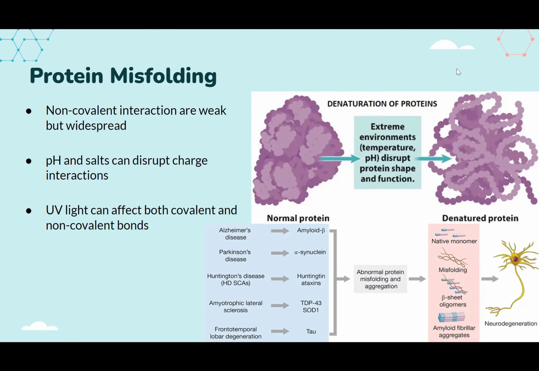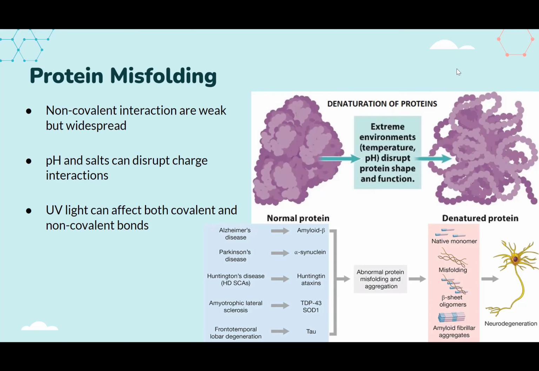So most proteins, right? We just talked about this. Most proteins are held together by non-covalent interactions. So those would be your hydrophobic interactions, hydrogen bonding, and the electrostatic interactions. And so if you have high or extreme pH or salts, these can disrupt charge interactions. So those ions will start disrupting the amino acid R groups that are charged or are polar. And so this is going to affect hydrogen bonding and stuff like electrostatic interactions.